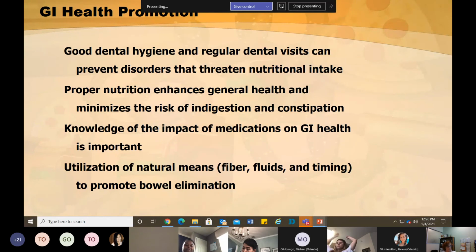Of course, we do want to do some health promotion. Our class mentioned that this morning. Good dental hygiene, regular visits. I won't repeat all of that information. Know those medications, which was great to discuss this morning as well. And using Senna, which was a common one as well. And utilizing fiber. Prunes are really good. Raisins, those types of things for getting things moving.